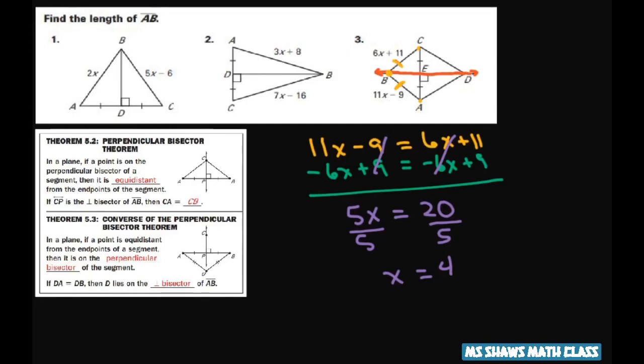So now we want AB. So plug in 4, or substitute 4 for the x. That gives you 44 minus 9, which equals 35. So this length here is 35.